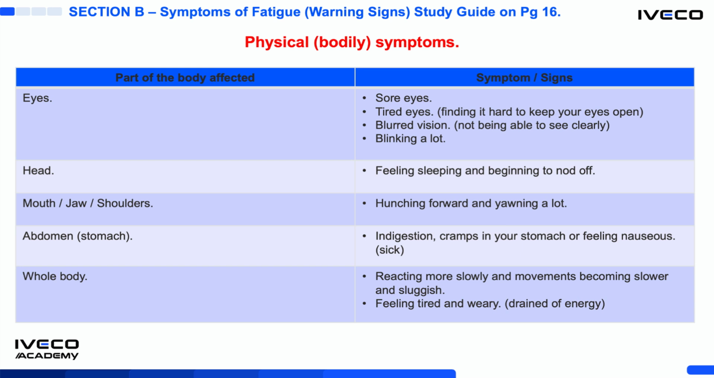The third point is your mouth, jaw, and shoulders, the symptom is hunching forward and yawning a lot. The fourth point is your abdomen or stomach area, the symptom being indigestion, cramps in your stomach, or feeling nauseous or sick. The fifth point is your whole body, the symptoms are reacting more slowly and your movements becoming slower and sluggish. Feeling tired and weary or drained of energy.